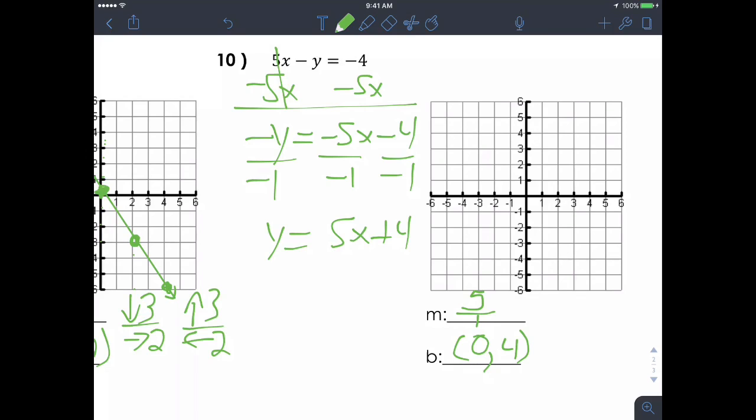So that's going to tell me to start at 4, which is up here, and the slope tells me to go up 5 to the right 1, which I cannot do right now, so I've got to take the other route, which is to go down 5 and to the left 1. So let's go ahead and go down 1, 2, 3, 4, 5 to the left 1. Do it one more time. 1, 2, 3, 4, 5 to the left 1. So there is my line. There we go. And that's it.